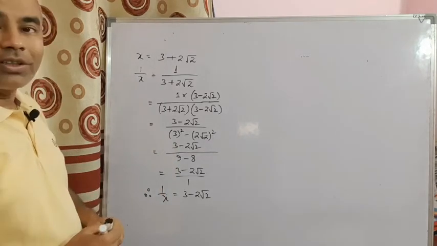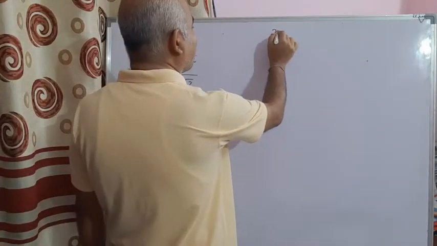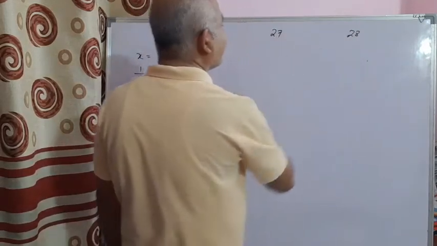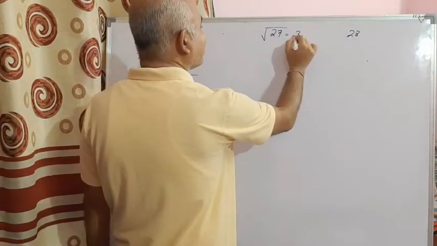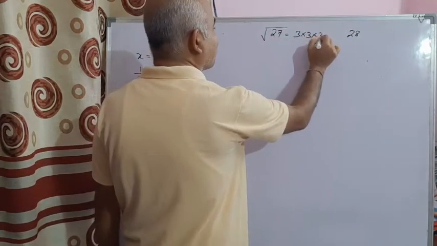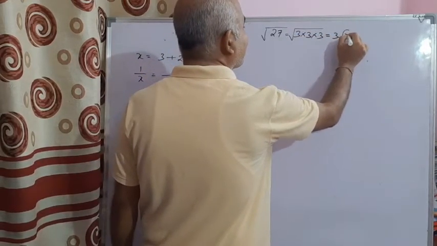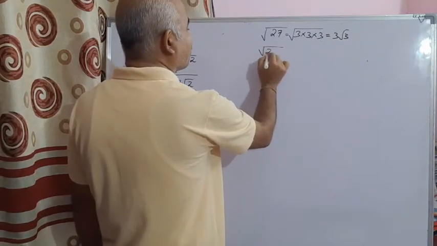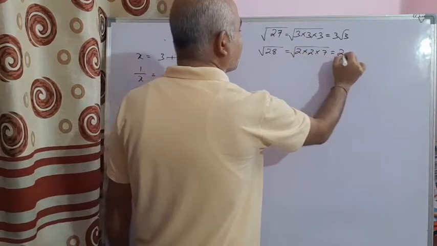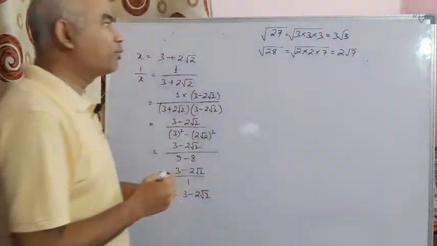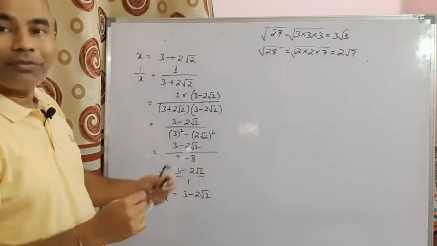Suppose you have taken two consecutive natural numbers, 27 and 28. Let us take their square roots. As you know, the square root of 27 is 3 root 3, because 27 is 3 into 3 into 3. Similarly, the square root of 28: 28 is 2 into 2 into 7, so the square root is 2 root 7. So 2 root 7 and 3 root 3 are the square roots of the two consecutive natural numbers 28 and 27.